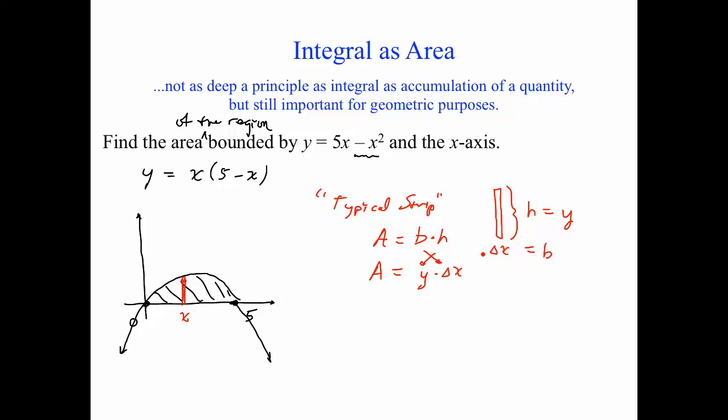But if it's delta x, then we need everything in terms of x. So what is y in terms of x? What is y in terms of x? 5x minus x squared. That's how y is defined for this curve. So this is the area, we'll say A sub s. That's the area of our typical strip.